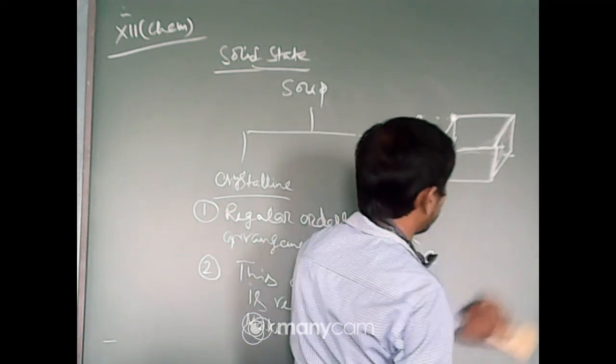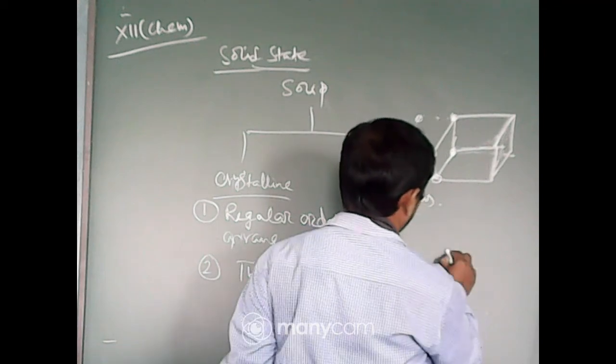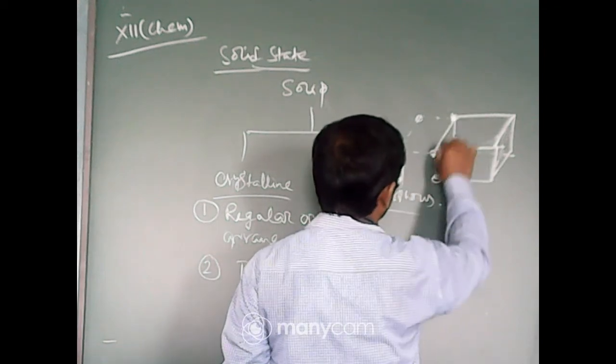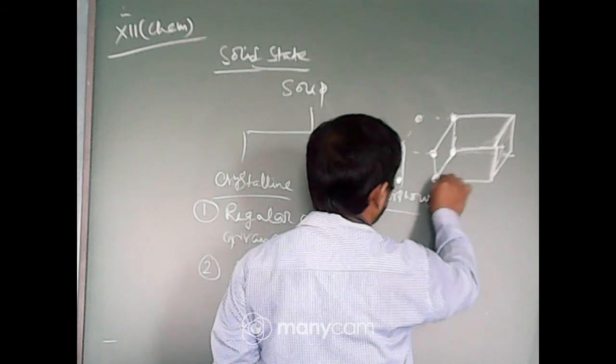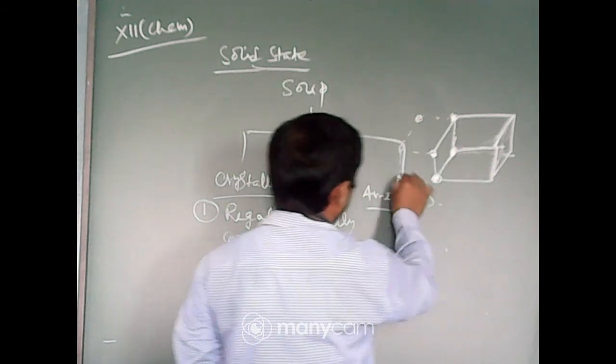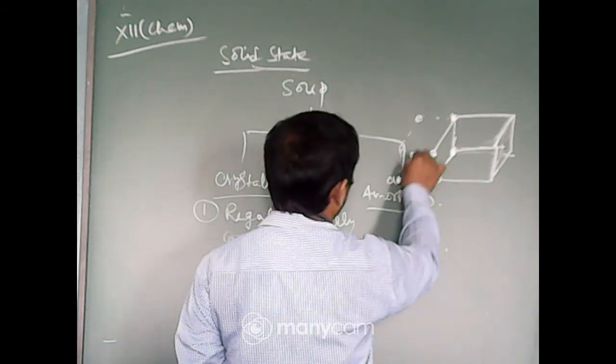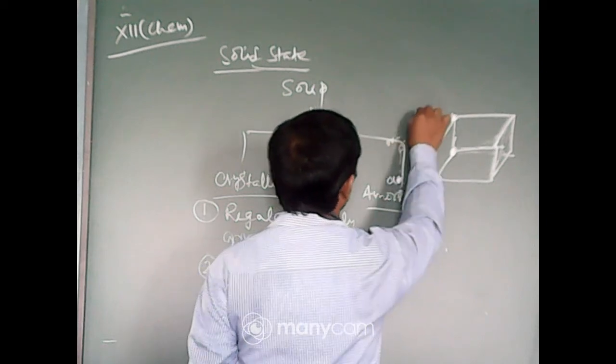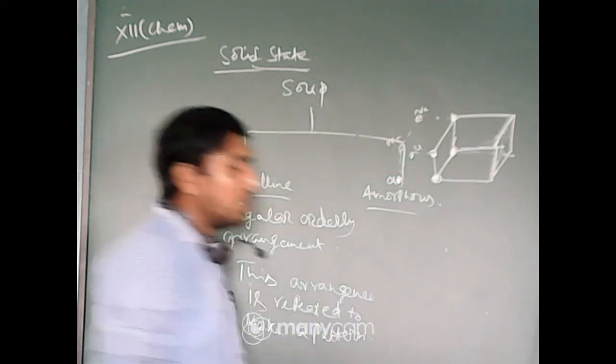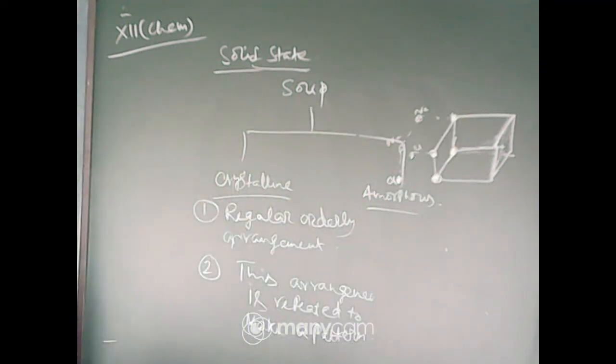In the case of sodium chloride, here it is sodium, here chlorine, chlorine. This point would be chlorine, this would be sodium, sodium. So this is called a definite arrangement. Some examples are given. Now coming to the amorphous solid.